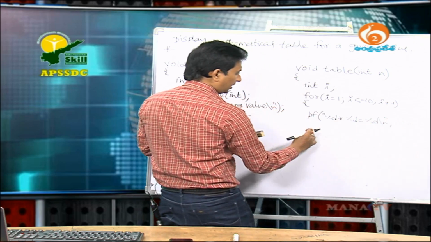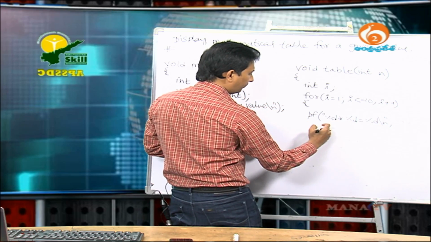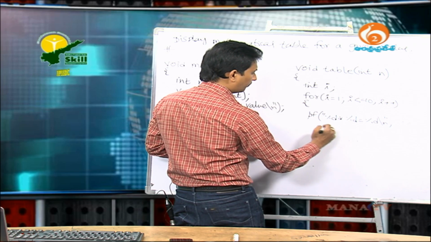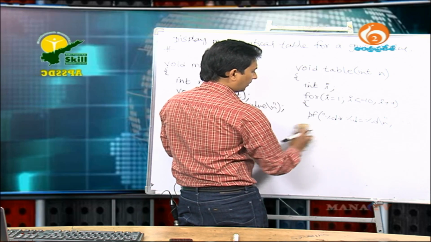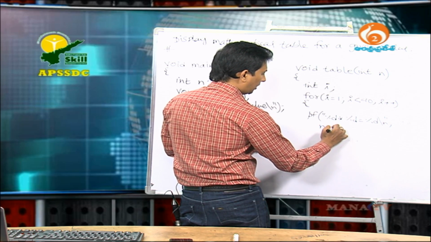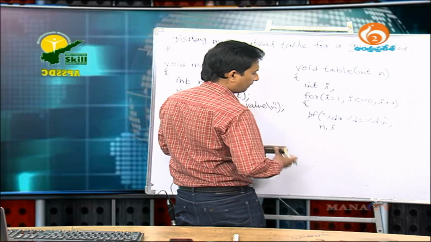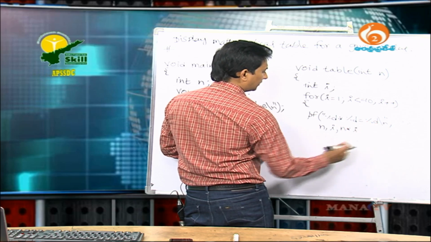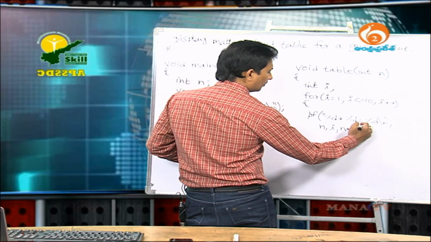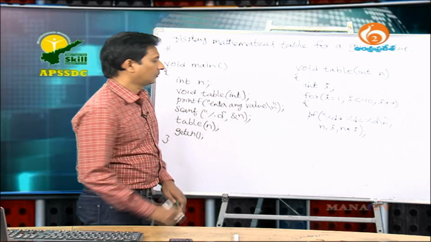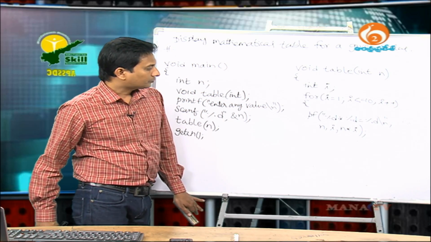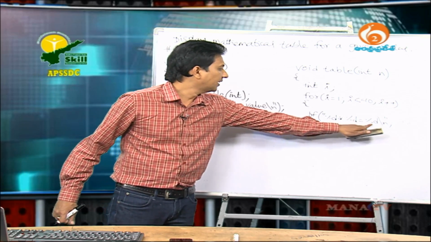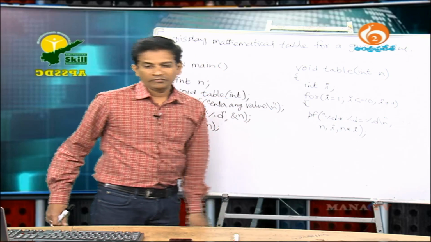Here I am just writing the next line, actually due to the space problem. So here what we have to write is n comma I comma n into I, this is the result. This is n, this is I, this is n into I, the n into I value will come here.